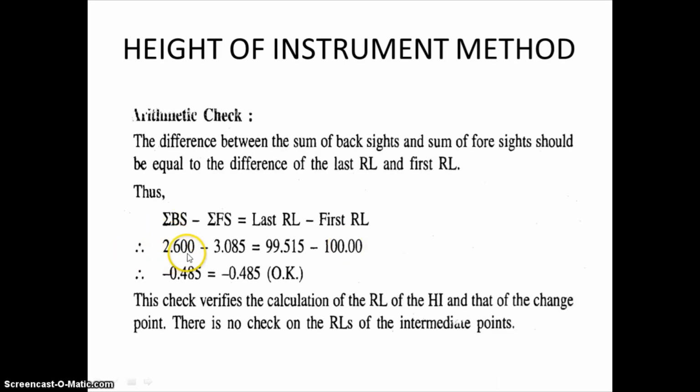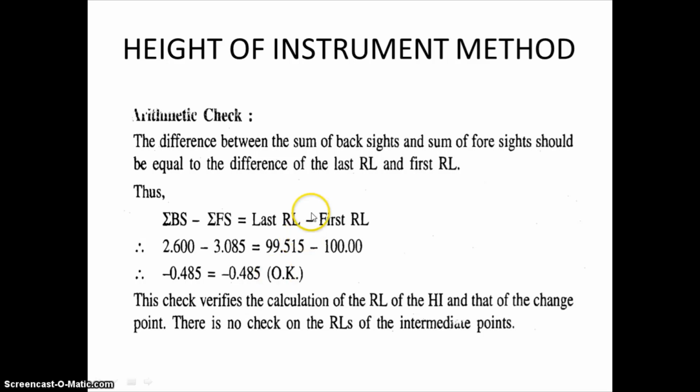So I have put the values: 2.600 minus 3.085, 99.515 minus 100. You can see here minus 0.485 is equal to minus 0.485. On both sides we are getting the same value. So once we get the same value on both sides, our example is correct. This check verifies the calculation of the RL of the HI and that of the change point also. And there is no check on the RLs of intermediate points. So that is the limitation that we know in the height of instrument method. So this is all about the height of instrument method.